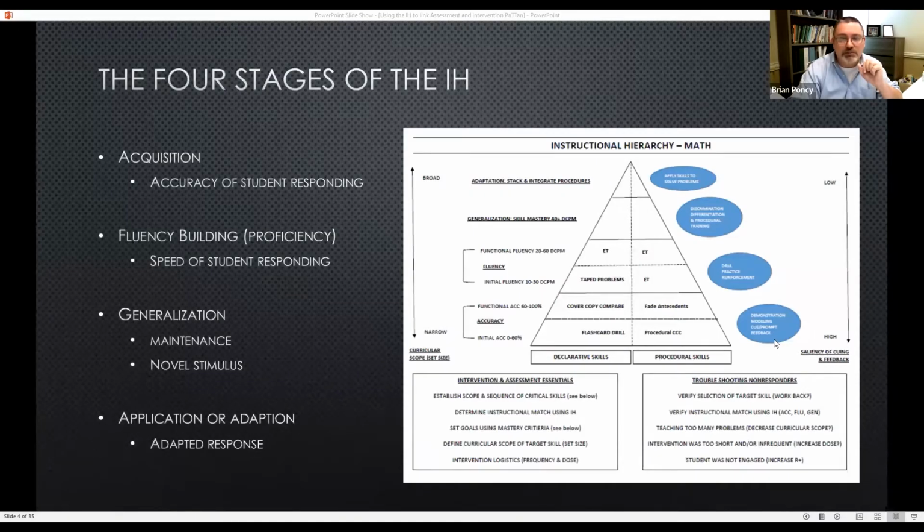What you'll see is as you move students up to independence, you're going to fade the saliency of your antecedent and consequent conditions with your instruction, but you're also going to broaden out how much you're teaching. So set size increases as you move up the instructional hierarchy, and the saliency of cueing and feedback decreases. Again, I just spit out a lot of information. I'm going to break it down, go through it, and then try to bring it together with a case at the end.